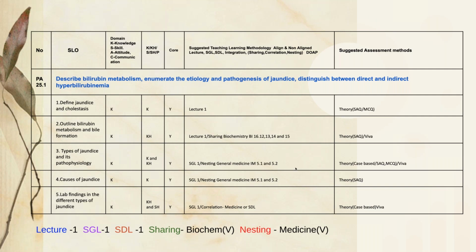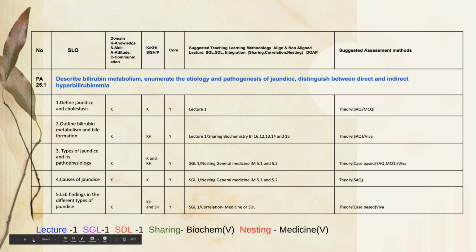Before moving on, is there anything to be added to this? So I put it as lecture 1, small group learning 1, SDL 1. Actually, small group learning will be 3 in this. I've just clubbed it as 1 because it's to show the amount of time. Sharing with biochemistry, nesting with medicine. Is there anything that needs to be added or deleted in this? Or shall I move ahead? Yes, madam, move ahead.